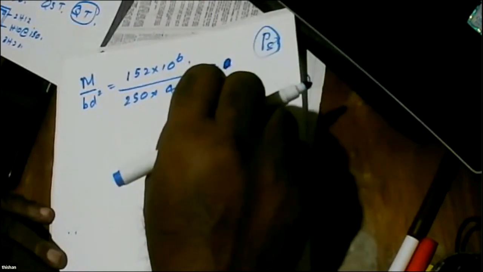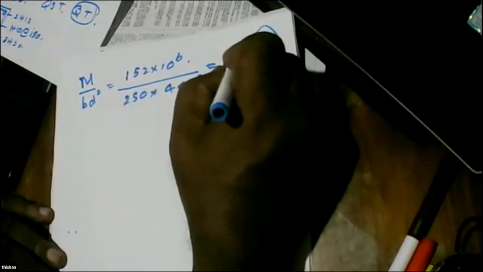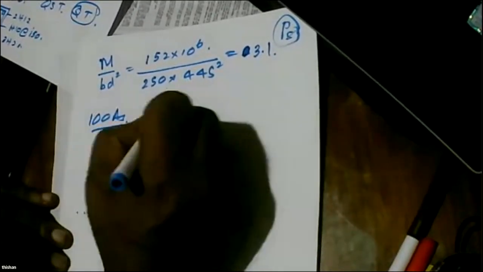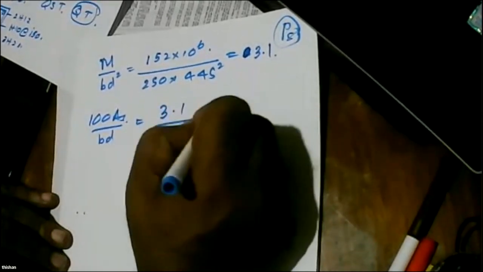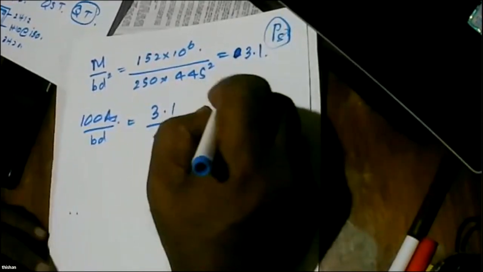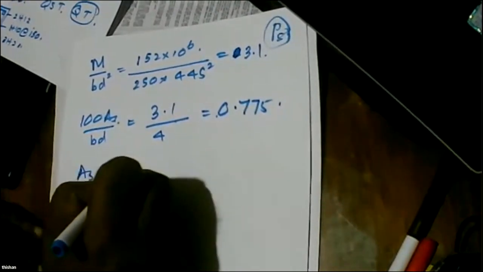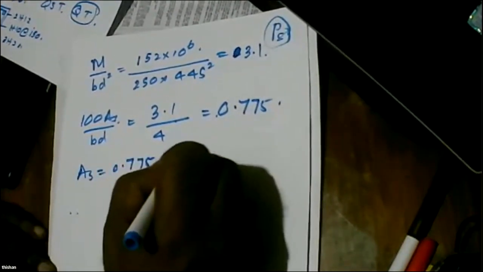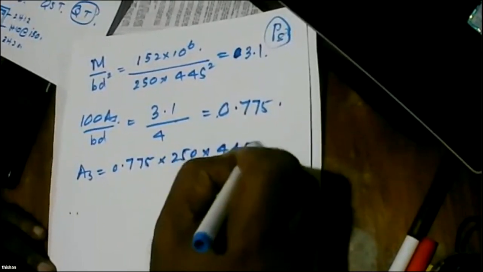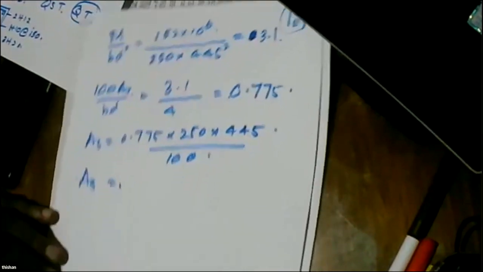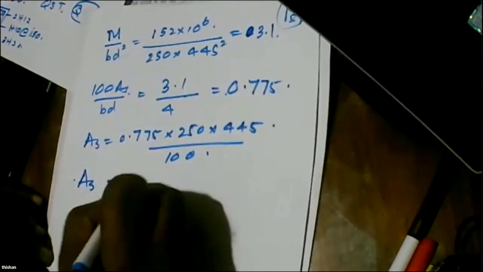It's 3.07. Then I say 100 A_s over b d is 3.1 divided by 4. What is the answer? 0.775. And A_s is equal to 0.775 into 250 multiplied by 445 divided by 100. What is the answer? 862.2.